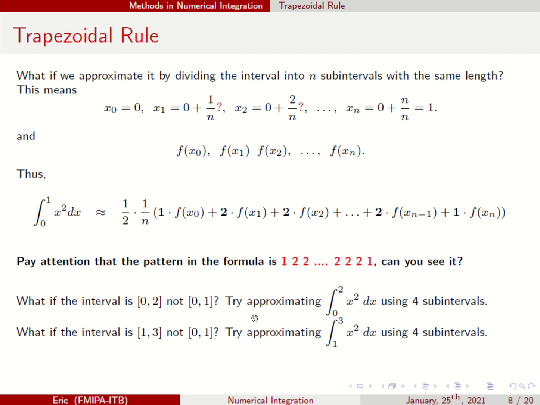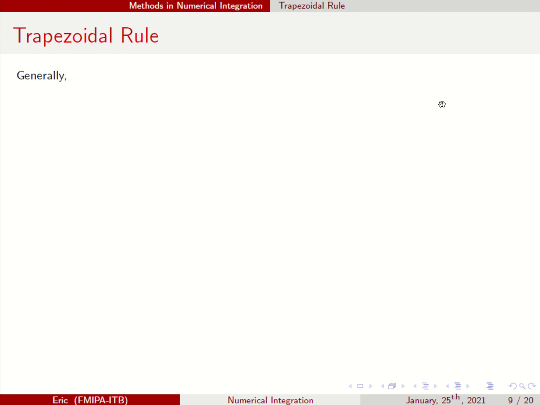That is a half. Okay, so the height should be a half, and x0 should be 1, x1 should be 1 plus a half, x2 should be 1 plus a half plus a half, so 1 plus 2 times a half, and xn should be 1 plus n times a half, and so on. If you want just 4, x4 is 1 plus 4 times a half, that is 3.